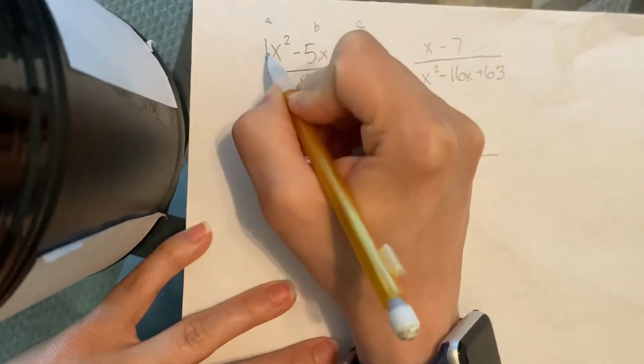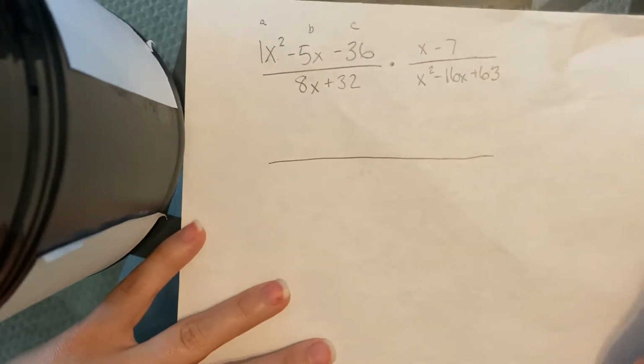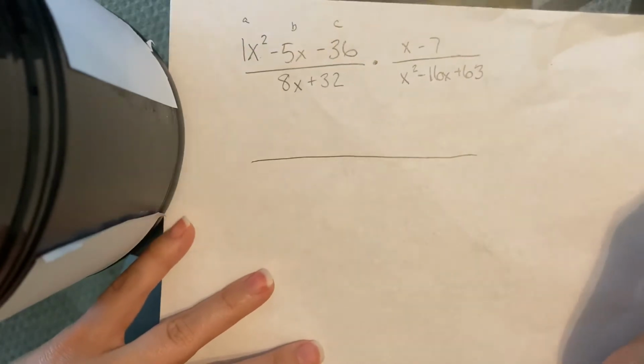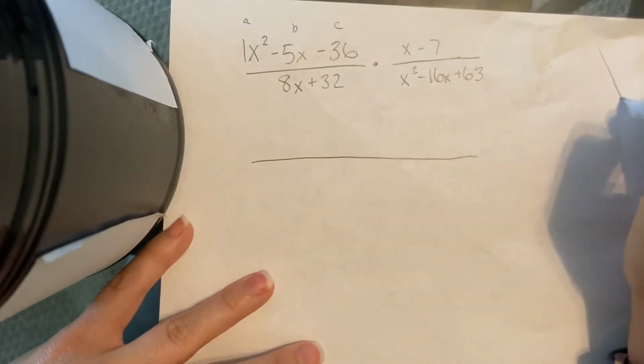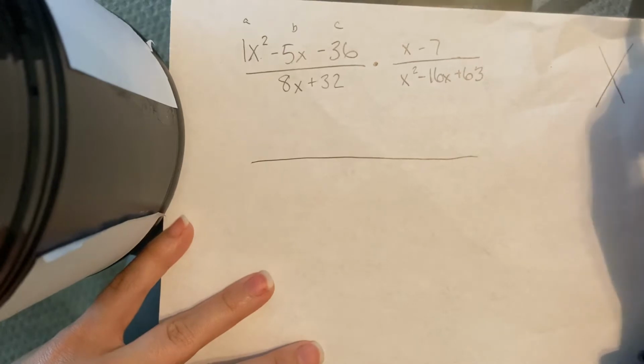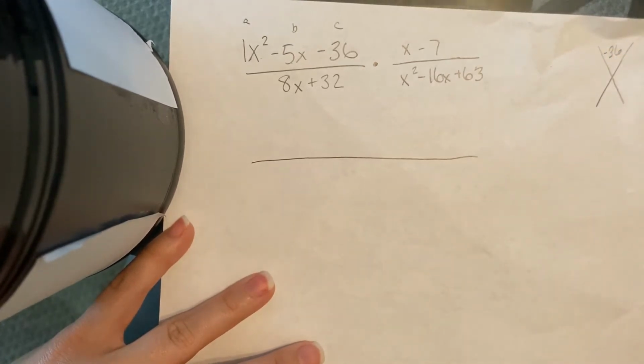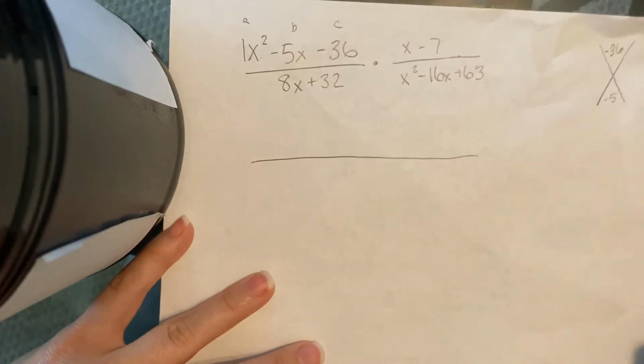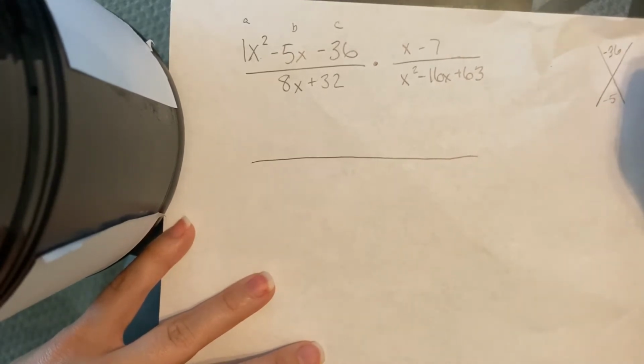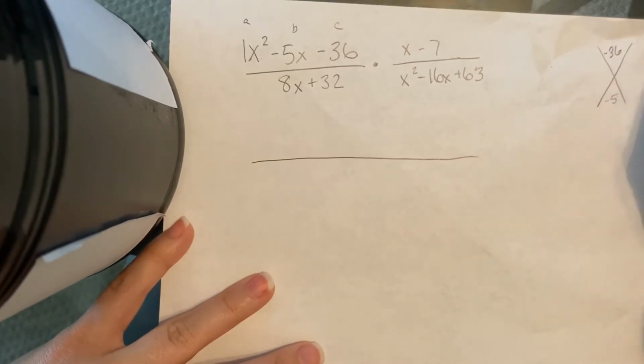Now, since that first number a is a 1, this is going to be one of those easy questions to factor. So over here, my diamond, I'm looking for something that multiplies to negative 36, and that adds to negative 5. So I'm going to list out what multiplies to negative 36. I could have negative 1 and 36. I can have 1 and negative 36. Negative 2 and 18. 2 and negative 18.